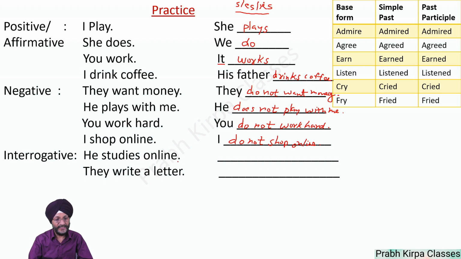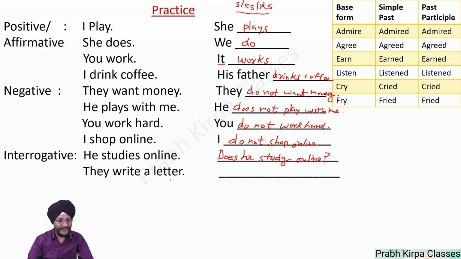Interrogative. He studies online. As already told, whenever you are to make an interrogative question, you have to use the word do or does as applicable. In this case, does is applicable. Does he study online? And as already told, you have to use a question mark at the end.